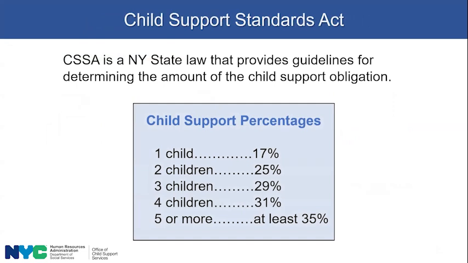And what determines the payment amount largely is the Child Support Standards Act, CSSA. CSSA is a New York state law that provides guidelines for determining the amount of the child support obligation. A simplistic breakdown is that one child is 17% of gross income, 2 children 25%, 3 children 29%, 4 children 31%, and 5 or more at least 35%.